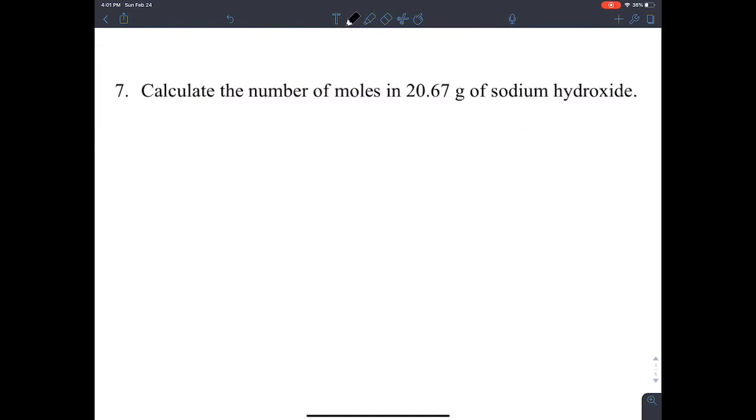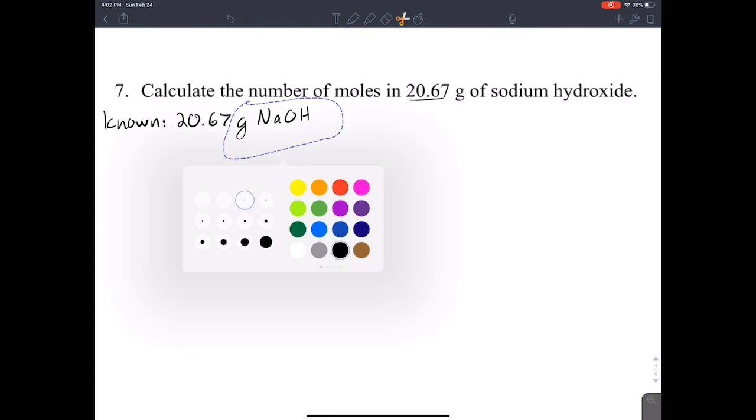All right. Number of moles in this many grams of sodium hydroxide. So let's get right into it. Our known is the number we're given, 20.67 grams of sodium hydroxide, NaOH. Forgot to switch colors. So grams of NaOH is what we're given.